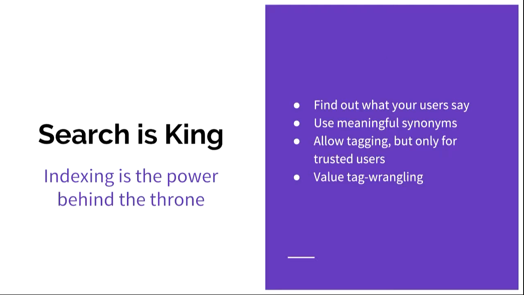Allow tagging, but only for trusted users. You want to be sure that you do not have bad actors in your tagging system, and if you do have bad actors, you want to be able to purge everything they ever did instantly. Because if you do not tie it to a user, a pseudonymous user, it makes it much harder to get rid of bad data. And the last one is value tag wrangling. Value the people who organize your data so that it's more useful and more findable for everybody.